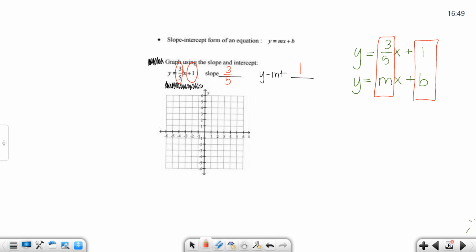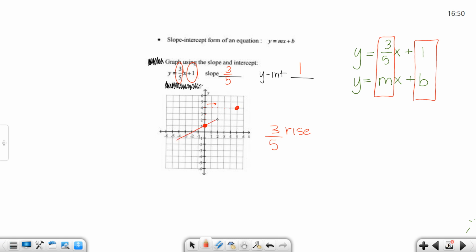So when I get ready to graph this one, it's actually really easy. I'm going to make sure I'm on my y-axis. So circle that to make sure you saw the y-axis. 1 on the y-axis is at this position right here. Now from that red dot, I have to use rise over run. My slope is 3/5. So that means I'm going to rise 3 places. 1, 2, 3. And then I'm going to run 5 places. And since the positive numbers are this way, I'm going to run in that direction. Go up 3, over 5.